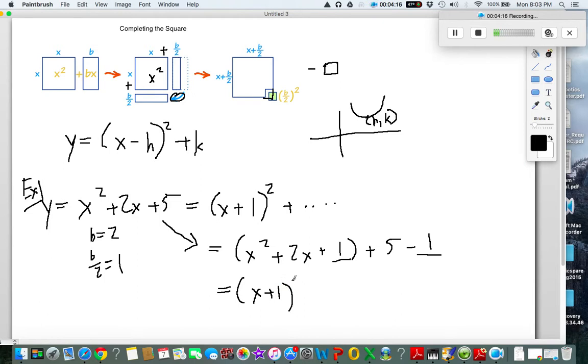By the way, if you want to look up more about this, this would be called a perfect square trinomial. On the outside, we're going to take this 5 minus 1 and simplify it. If I wanted to use this for graphing, I know that the vertex would be at the point (-1, 4) from this vertex form that I believe you learned last year.